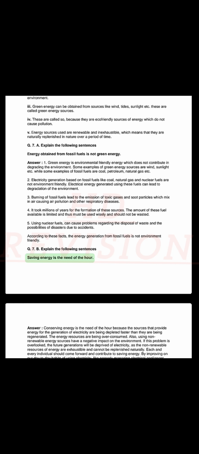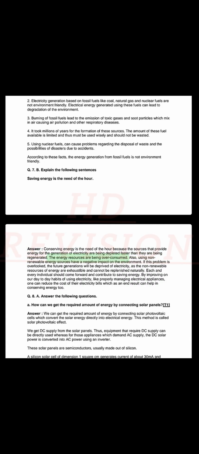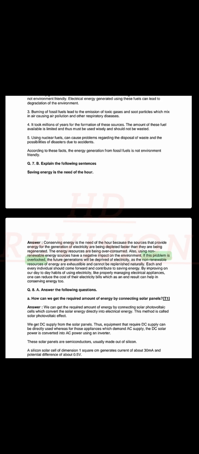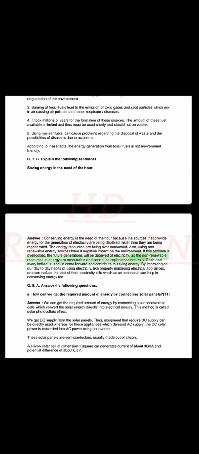Q. 7. B. Explain the following sentences. Saving energy is the need of the hour. Answer: Conserving energy is the need of the hour because the sources that provide energy for the generation of electricity are being depleted faster than they are being regenerated. The energy resources are being overconsumed. Also, using non-renewable energy sources has a negative impact on the environment. If this problem is overlooked, the future generations will be deprived of electricity, as the non-renewable resources of energy are exhaustible and cannot be replenished naturally.